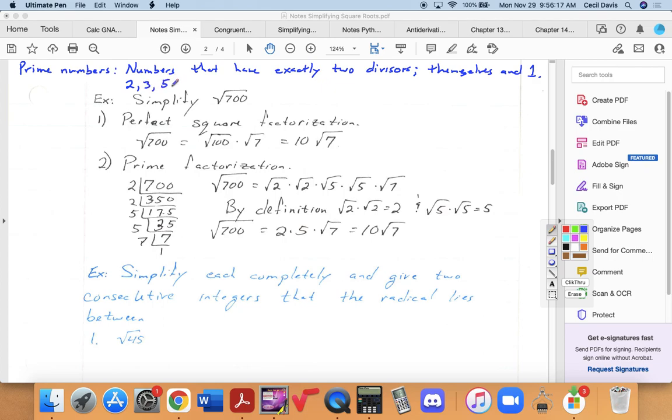5. What's the next larger? 7. Oh, so is it all odd numbers? No, because 9 is not a prime number. It's divisible by itself, 1 and 3. So the next one is 11. What's next? 13. 17. 19. And we'll leave it at that.